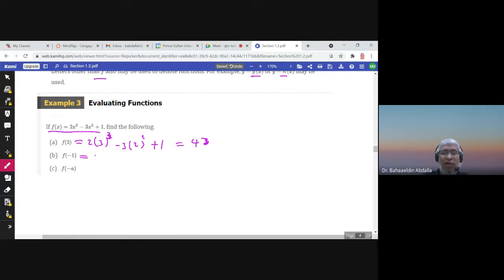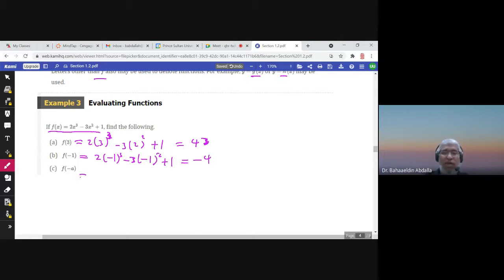f of -1, we replace x by -1 and evaluate and find the answer. So this is -2, because -1 to the power 3 is -1, minus 3 because -1 to the power 2 is 1, plus 1, so the answer is -4.